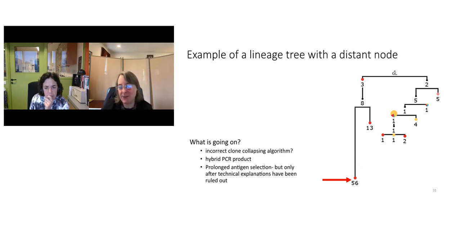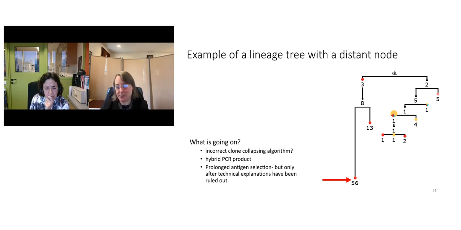And so it makes you immediately start to worry about various technical misadventures, one of which is that maybe the way you're grouping the sequences together into clones is flawed. For example, if you have a step where you're merging everything based on CDR3 sequence, but not looking at the V gene as much, this could happen. Another possibility is that you have some form of a hybrid PCR product. With a hybrid PCR product, you may get template switching, and then you have two different V genes. And so now the alignment to any one of those V genes compared to germline is really poor, so you'll get what looks like a lot of mutations in this branch.